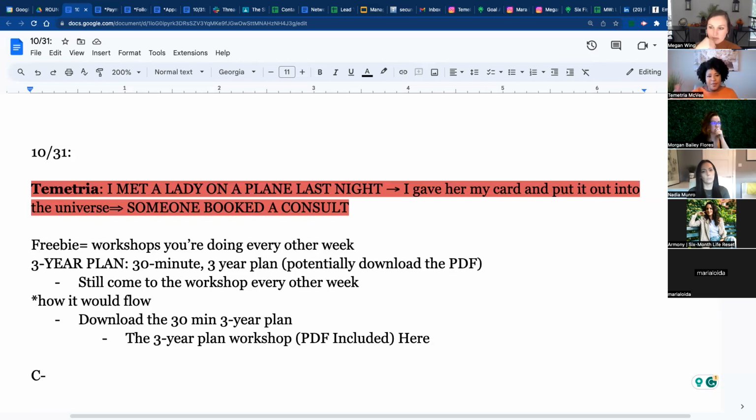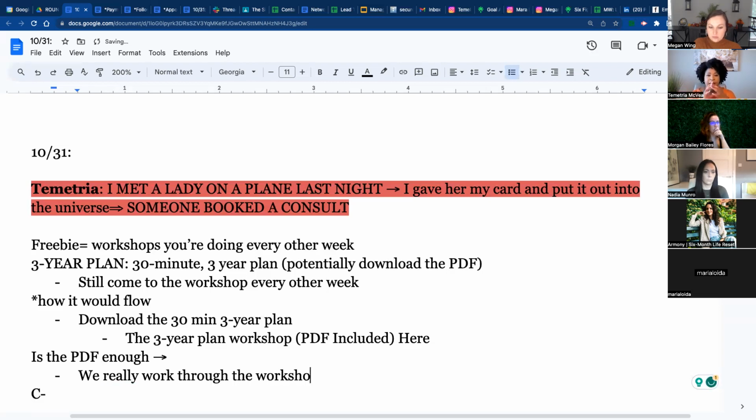So, people download PDFs and they don't do anything with them, right? Or they'll download something and nothing ever happens. Like during the workshop, I talked a little bit and then we worked through it. I gave them time to actually do the work. I let them know they were going to come in, bring the worksheet or not, I had it on a thing too, but they were going to come in and actually do the work. So when we were done with the workshop, they had an outline of their 3-year plan.